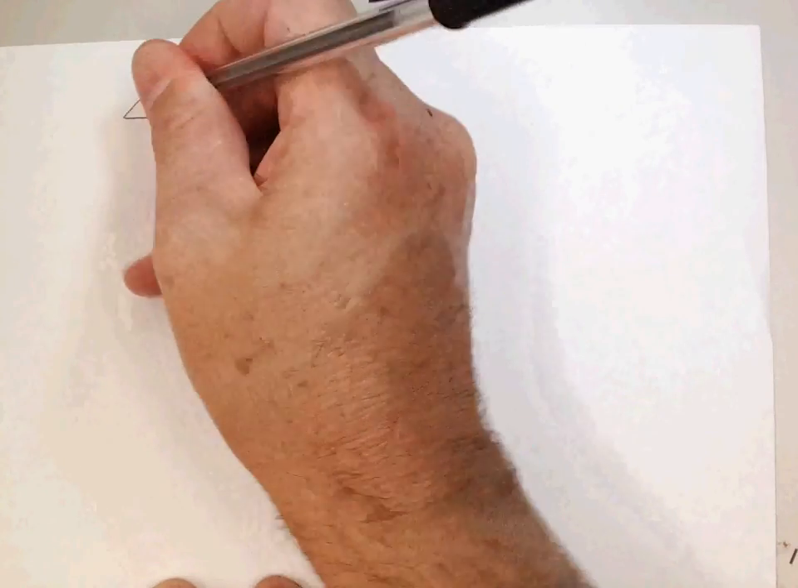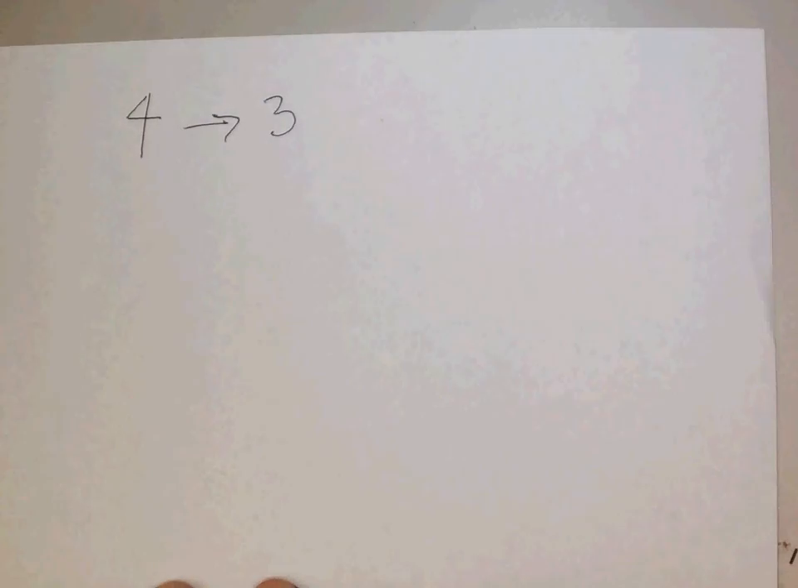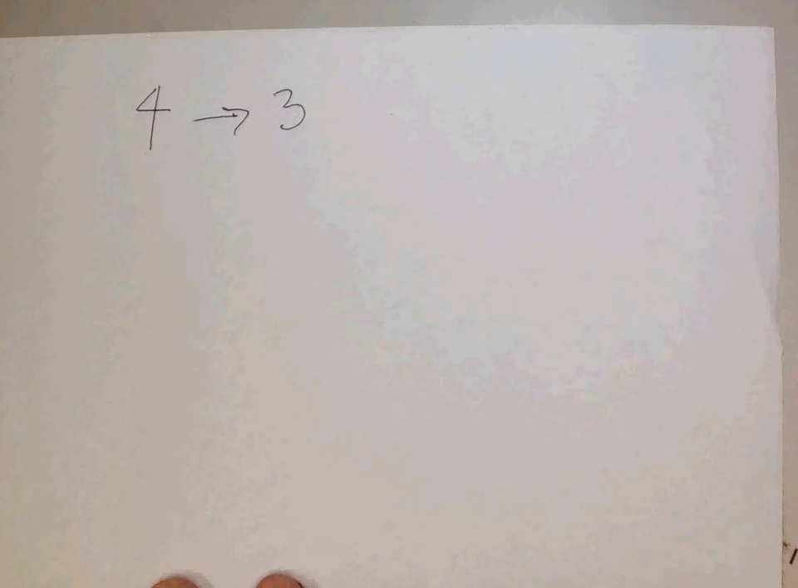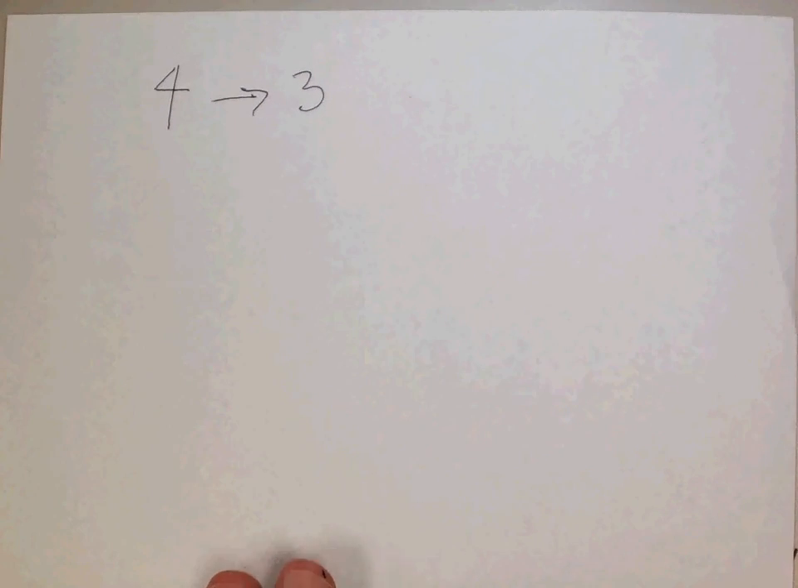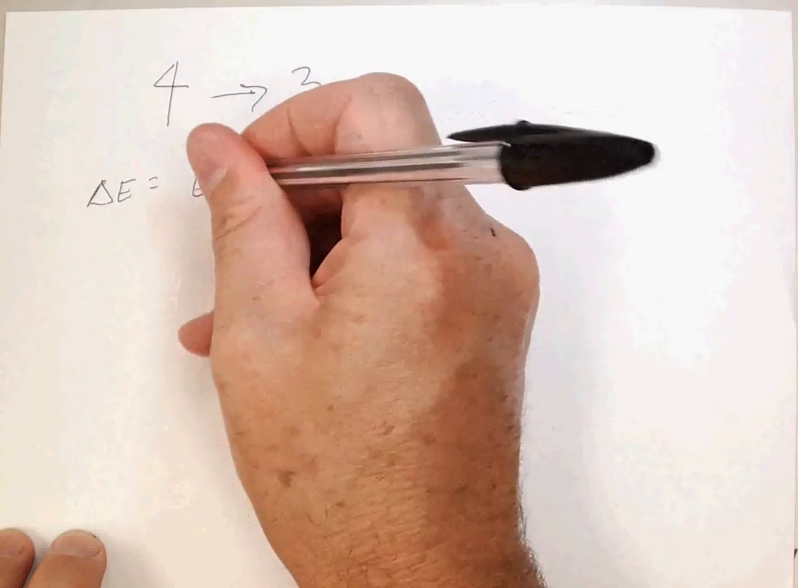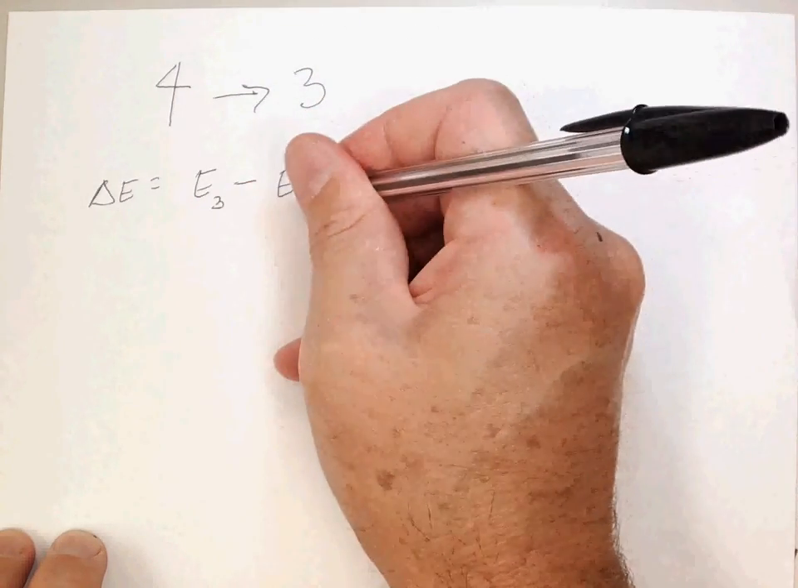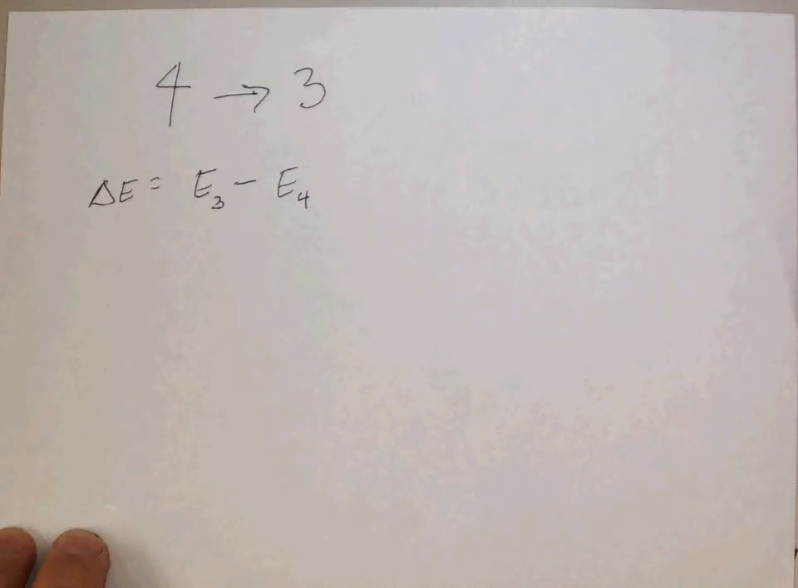Say, for example, I told you that an electron was transitioning from energy level 4 to energy level 3, and we wanted to know not only how much energy that is, but also translate that to the wavelength that's going to be emitted. So what we do is we say that the change in energy is equal to final, which is the energy at level 3, minus initial, which was the energy at level 4.